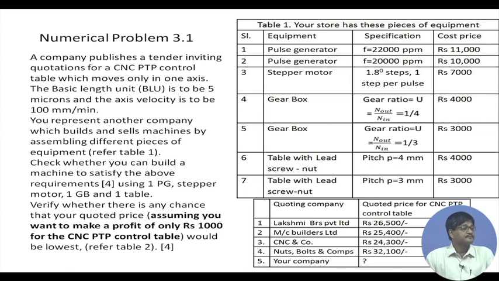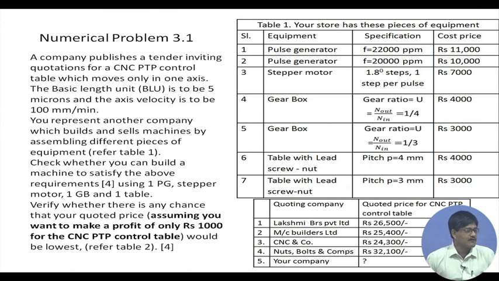Now, first of all, verify whether there is any chance that your quoted price, assuming you want to make a profit of only 1000 rupees for the CNC point to point control table, would be the lowest.